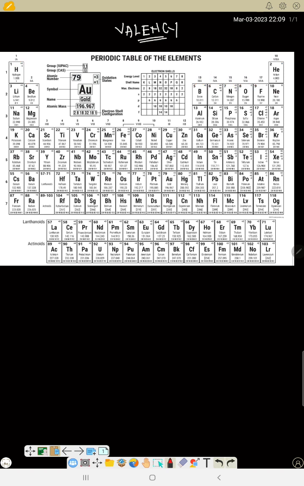And note, I'm not doing the periodic table. This is not a topic on the periodic table. This is just an illustration, using the periodic table to illustrate valency. Now every element that belongs to this group 1 has a valency of 1. Every element that belongs to this group 2 has a valency of 2.